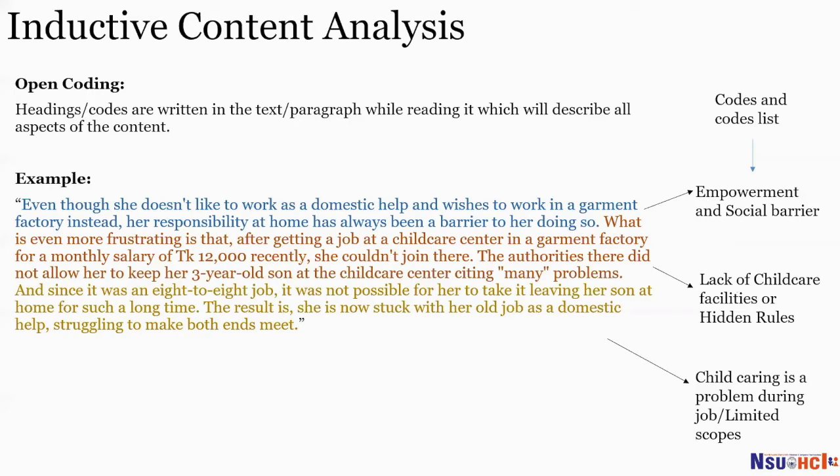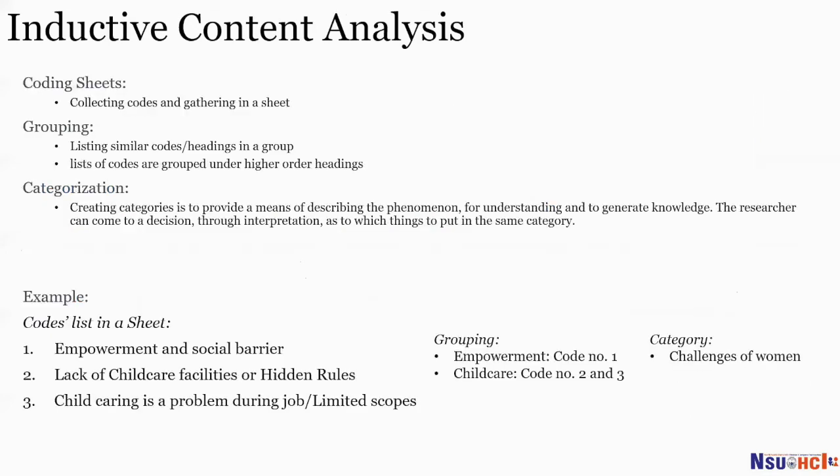And when I gathered this, that is called the coding sheet. I mean, gathering all kinds of codes in a single sheet is called a coding sheet. Then there comes grouping. Grouping means you have to separate the similar codes, and then you can put a higher order. You can name it with a higher order coding or something like that. So that is called grouping. And categorization follows, I mean, to describe the phenomenon as a whole.